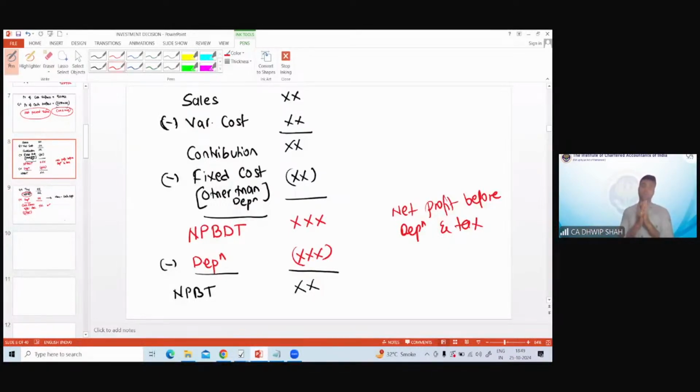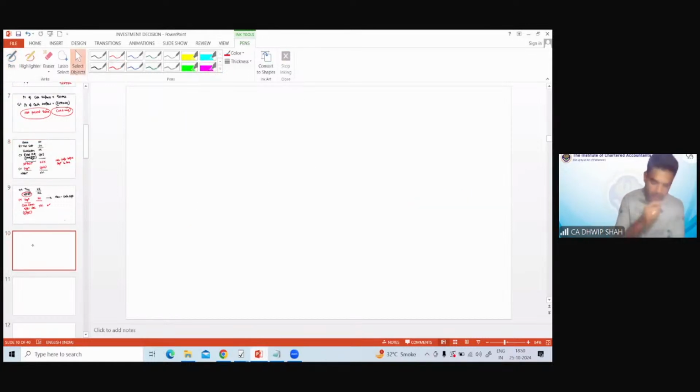Understood? So again, non-cash expenses are to be ignored. This is the first point. Second point, everyone had a question like, sir, how to decide this R?